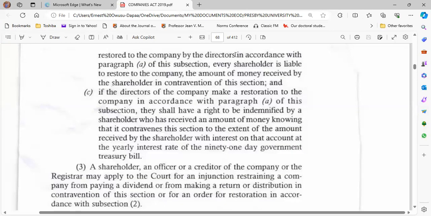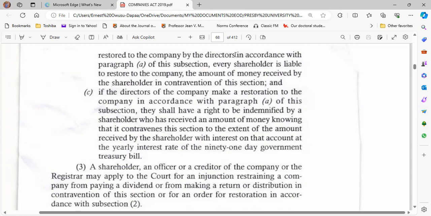Because when it comes to dividends, we pass an ordinary resolution. Ordinary resolution is passed by shareholders. All that directors will have to do is to make a recommendation that we think that having made profit of 5 million, 3 million can be distributed as dividends. And the shareholders will give their blessing by voting in the form of an ordinary resolution. And then the payment is made. So the shareholders have benefited.